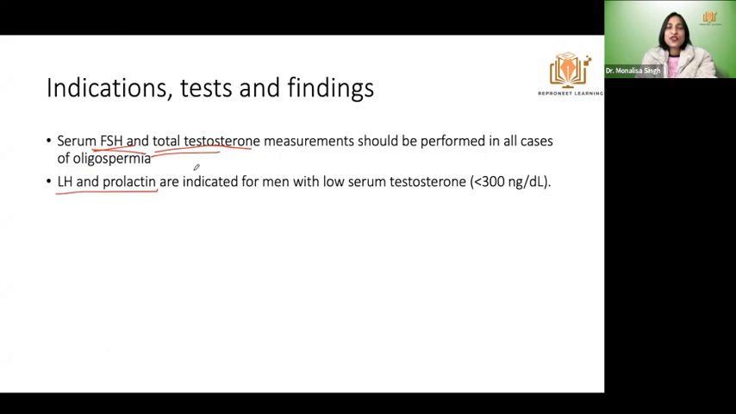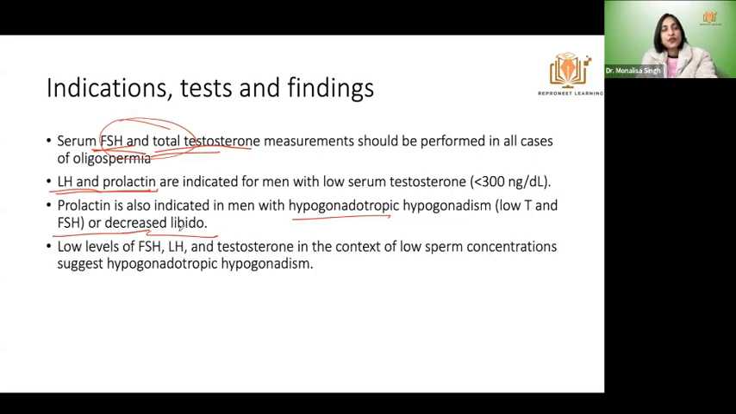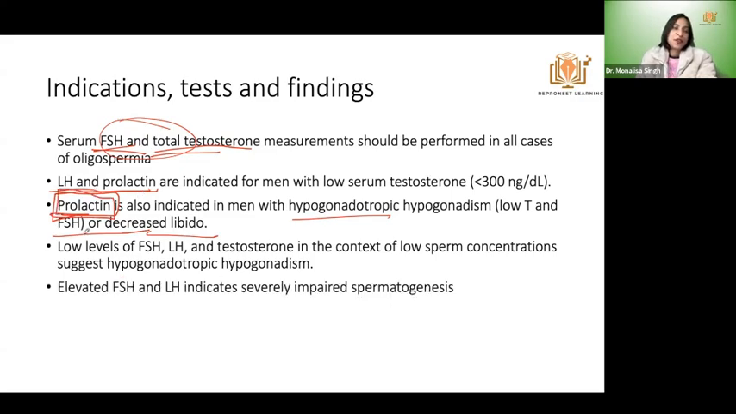LH and prolactin, TSH not as important, sorry for that. So LH and prolactin will be done if these are abnormal, if these are low, basically. If these are high, you know it is not hormonal, it is the testicles that have failed. If these are low, you know it is hormonal deficiency. Prolactin is also indicated in hypo. That is what I said, no? Low testosterone, low FSH, decreased libido, you do prolactin also. Prolactin can also cause hypogonadotropic hypogonadism. That physiology, pathology is again a topic of another big discussion.